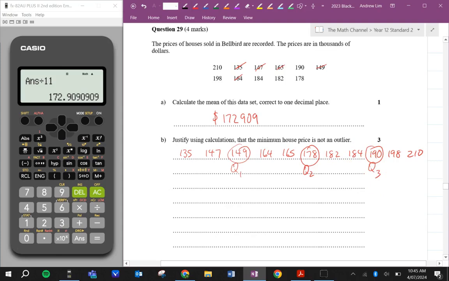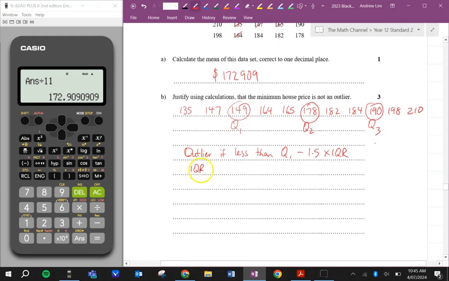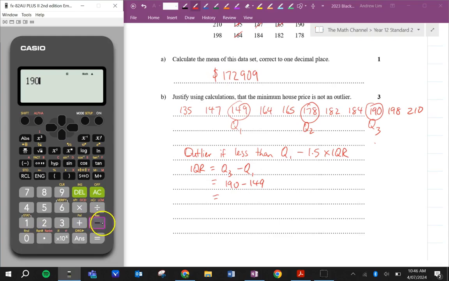So, in order to determine that the minimum house price of $135,000 is not an outlier, it is an outlier if less than Q1 minus 1.5 times the interquartile range. So the interquartile range is Q3 minus Q1, which is 190 minus 149, 41.